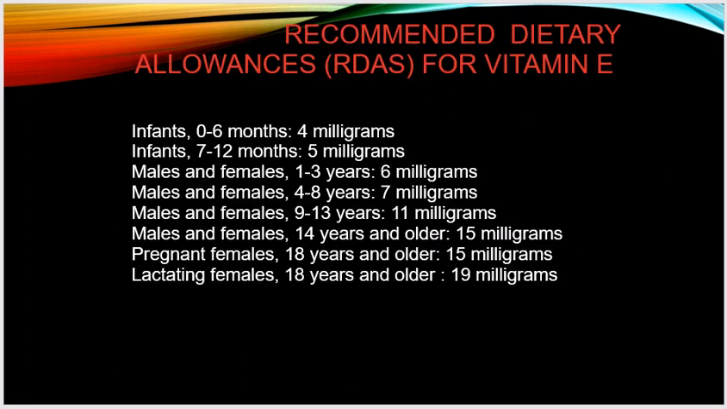The recommended dietary allowances for vitamin E. In infants below the age of 6 months, the requirement is 4 milligrams per day. In infants between 7 to 12 months, it is 5 milligrams. The same is the case for males and females between 1 to 3 years. The requirement increases with age, like 6 milligrams, and during the age of 4 to 8 years the requirement is 7 milligrams.